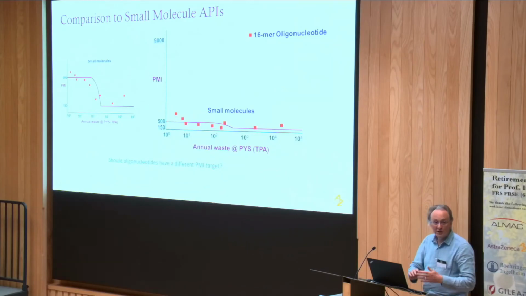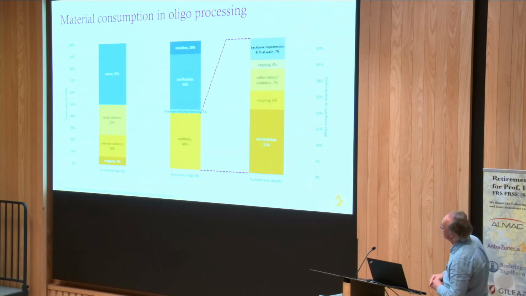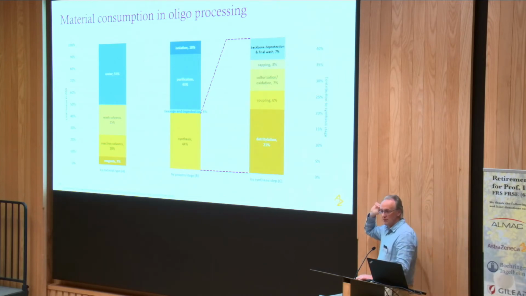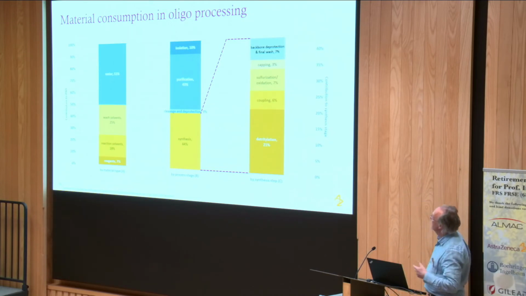But if we're going to start looking at it, let's look at where that material use is. By material type at the end there, if you look at what's going on here in the synthesis and the purification, where is a large part of our waste? Almost half of the waste is in the purification. If we add in the isolation, that's over half.